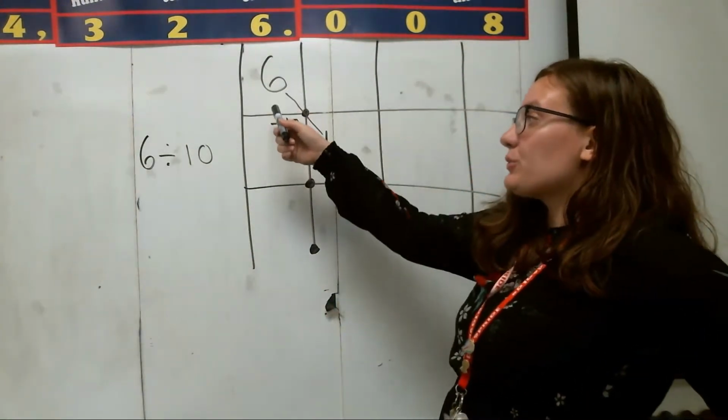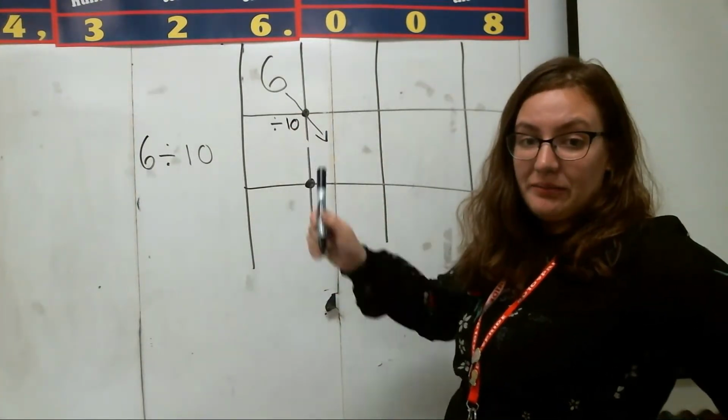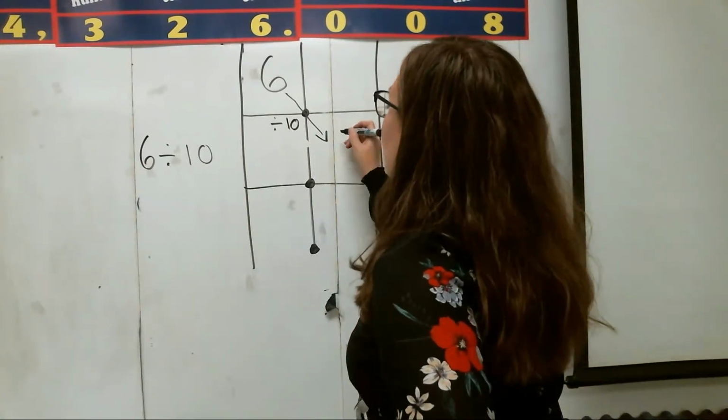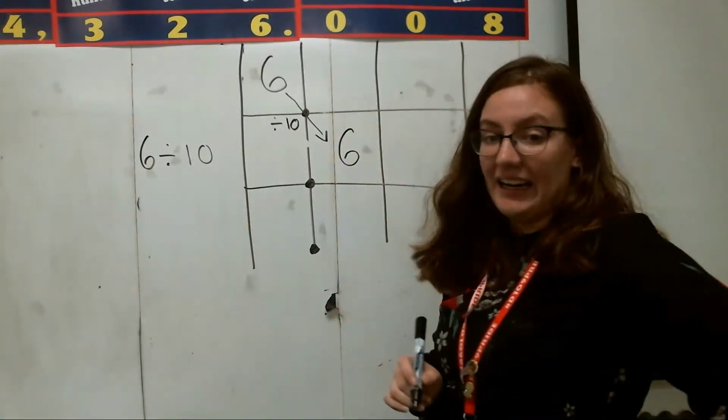And if I have 6 ones divided by 10, what this is going to become, we just need to follow our arrow, is this is going to become 6/10.